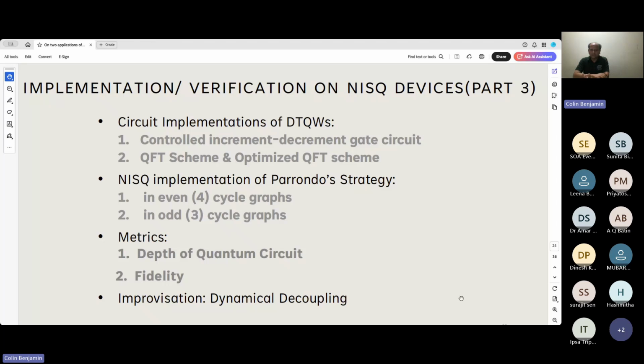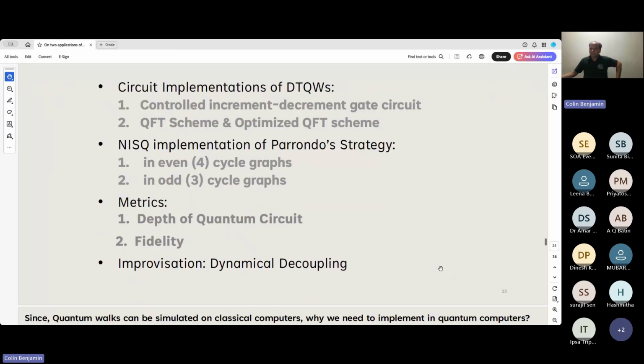And the fidelity: how good is the match between the exact result and the replicated result on the quantum computer. If the match is good, say above 99%, then it's good. And if the match is bad, then how to improve it. We show that in even cycle graphs, the fidelity is very good, almost better than 98, 99%. But for odd cycle graphs, I will show you that the fidelity of our results is not that good. So how to improve it, we'll show a scheme, called dynamical decoupling, by which we improve it. Okay, so here we start.